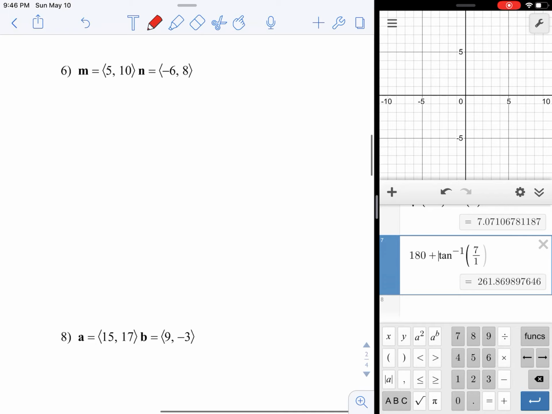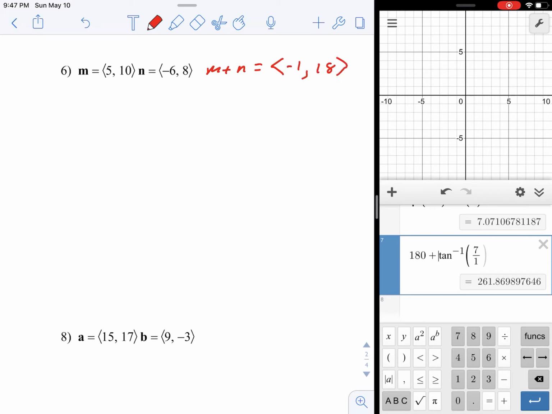But I'm going to do number 6 now, as if this were my own homework assignment and I'm the student. So m plus n is going to be what? 5 plus negative 6 is negative 1. 10 plus 8 is 18.